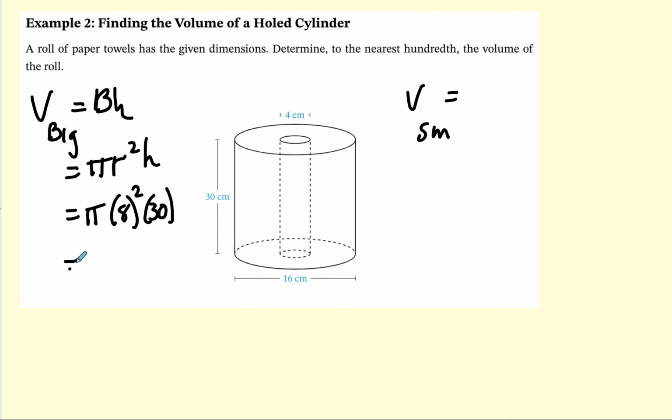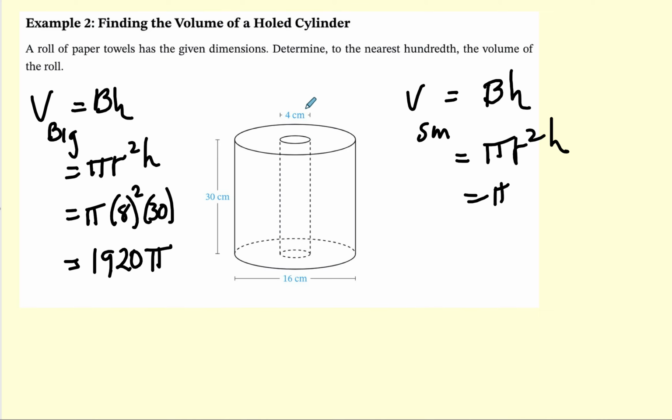I'm going to leave this exact, so this is 64 times 30, and so this is 1,920 pi. I'm going to work with exact, it'll be a lot nicer. This is the volume, area of the base times the height. The base is pi r squared h, and the radius, since the whole diameter is 4, the radius will be 2, and again it's a height of 30. So this is the number 4, this will be 120 pi.